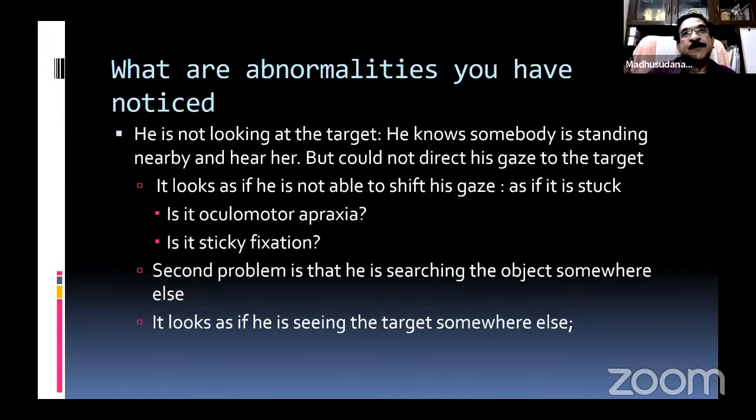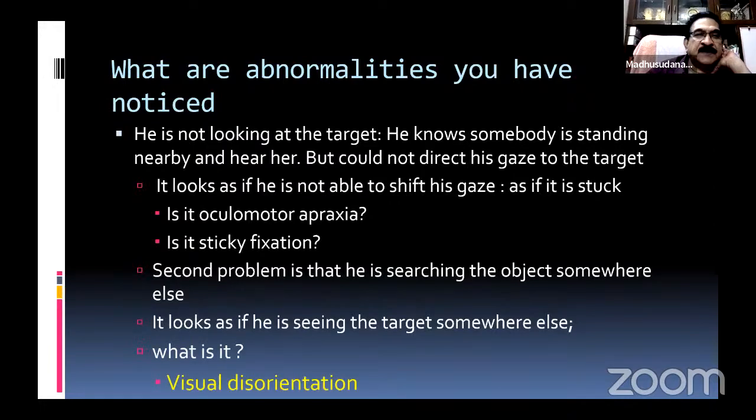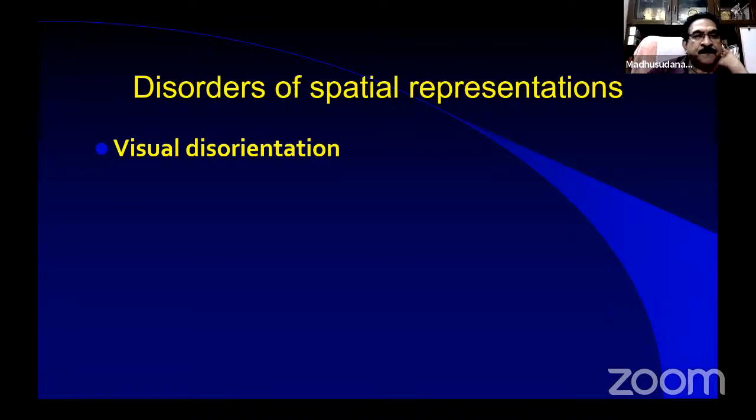Okay, the finger is pointed out, shown to him. He is taking the hand to a different place, somewhere to the right of the hand. That means he is seeing the hand in that area. That is a visual disorientation. Now I'll tell you what disorientation is.